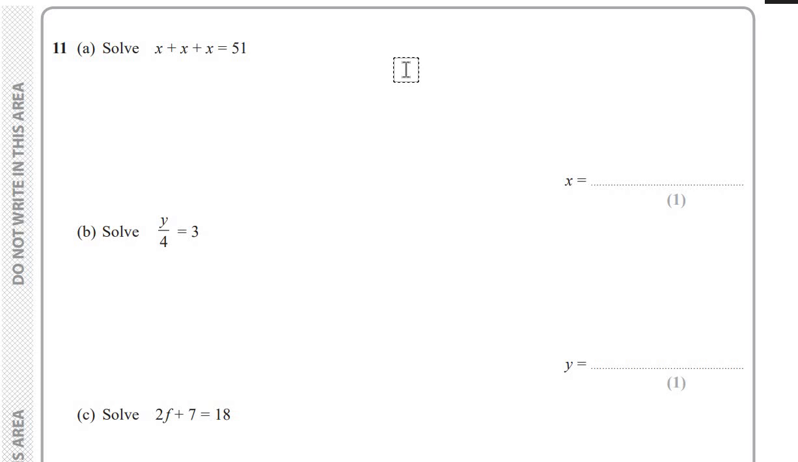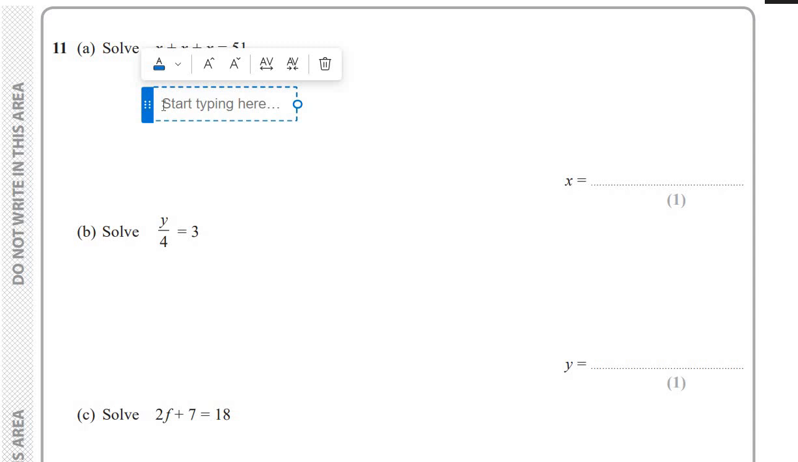Right, now here we need to solve this. x plus x plus x is 3x, and that equals 51. And so we now need to divide both sides by 3, and we'll get our answer, 17.